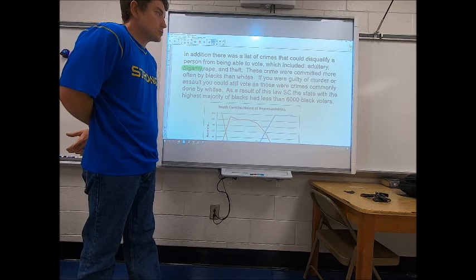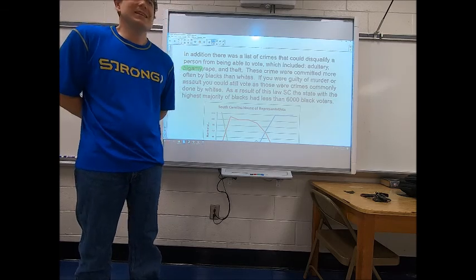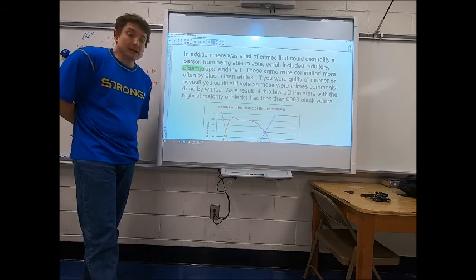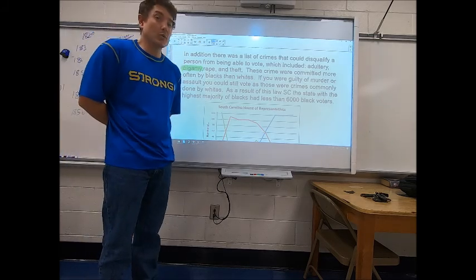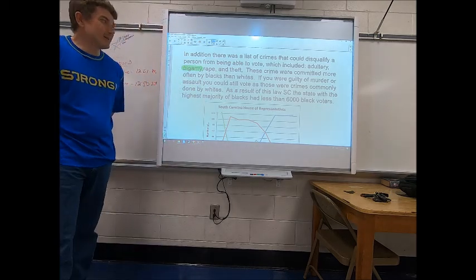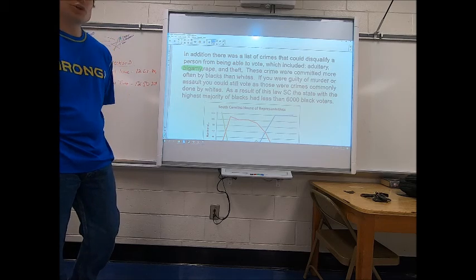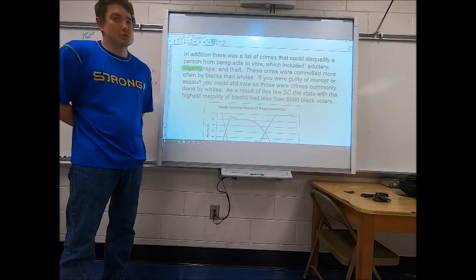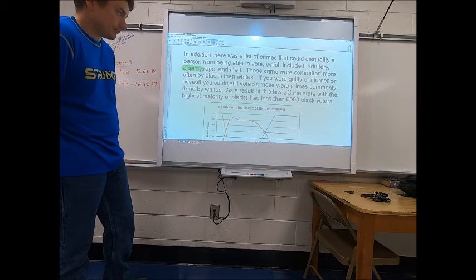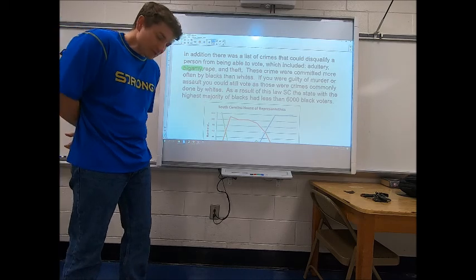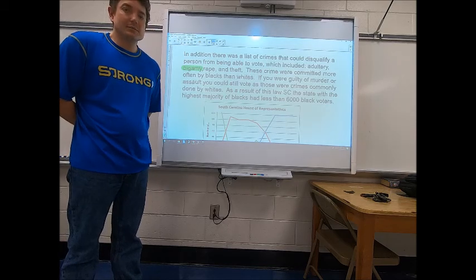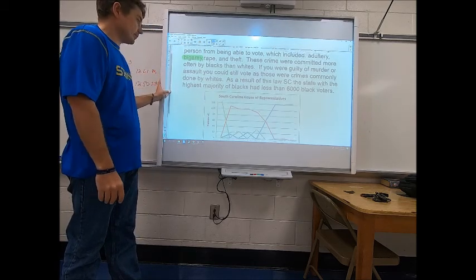Now, the reason they chose these crimes is these were crimes that statistically at that point in time, according to the statistics they had then, were committed more often by African Americans than white people. So they're specifically targeting African Americans. However, if you committed the crime of assault and murder, you could still vote, because those are white people crimes. White people did that more often. As a result of this law, South Carolina, the state with more blacks than any state, has less than 6,000 black voters by the end of all this time.